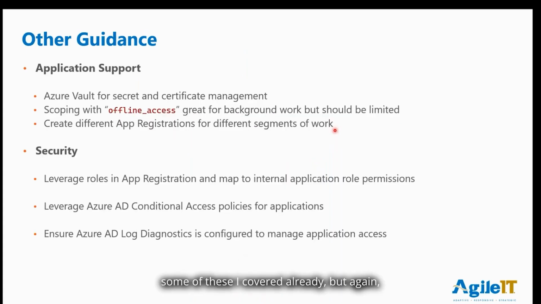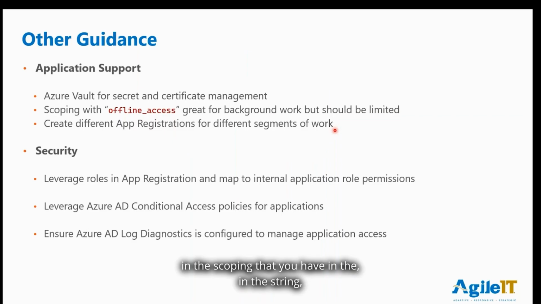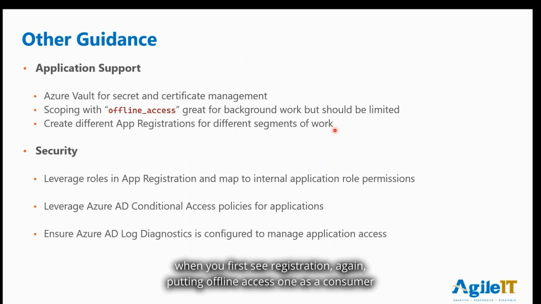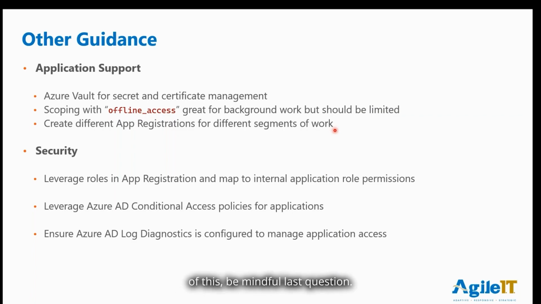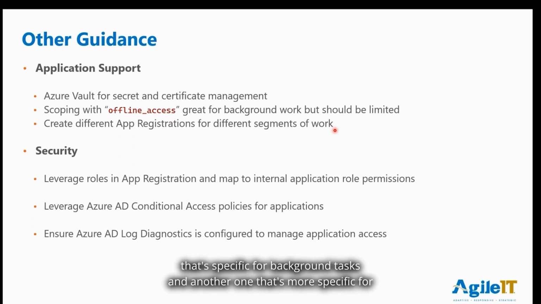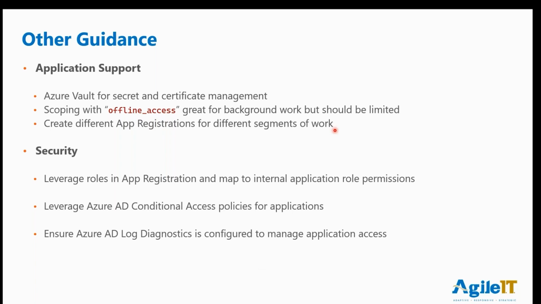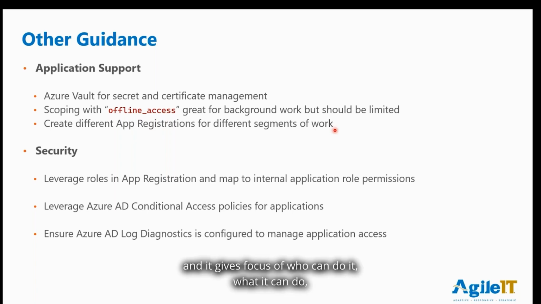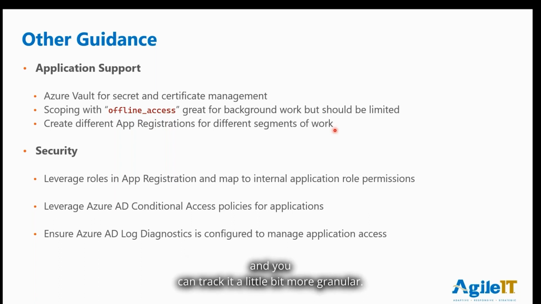So some of this I covered already, but again, in the scoping, when you first do your registration, putting offline access, one, as a consumer of this, be mindful, ask questions. The second is, do you need it for that? You could create a separate app registration that's specific for background tasks, and another one that's more specific for people doing things. Now, if you're an ISV or application, that means you're going to have multiple enterprise applications. That's not bad, and it gives focus of who can do it, what it can do, and you can track it a little bit more granular.